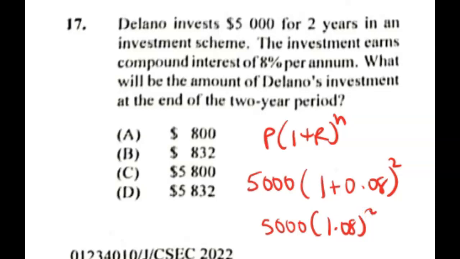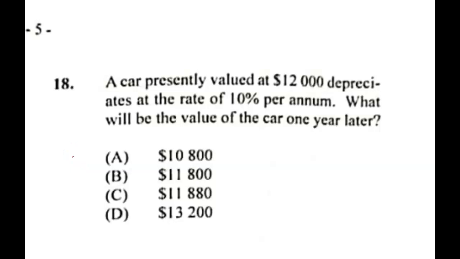I'm working this out. We'll get 5,832. But it says what will be the amount of his investment at the end of the 2-year period, right? It will be this figure here. So number 17 is D. Now, if they had asked for what is the amount of interest that was earned, then the answer would have been B.